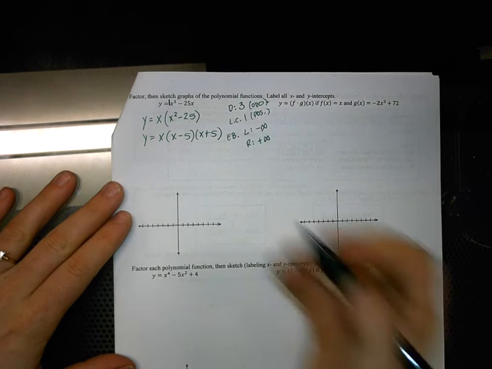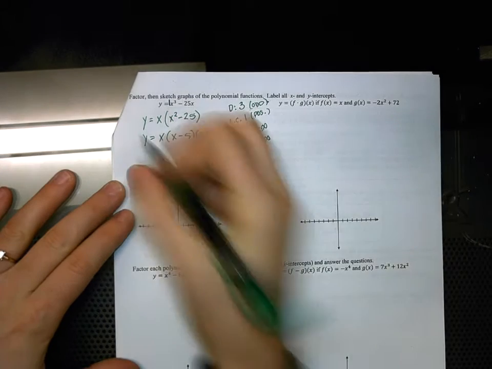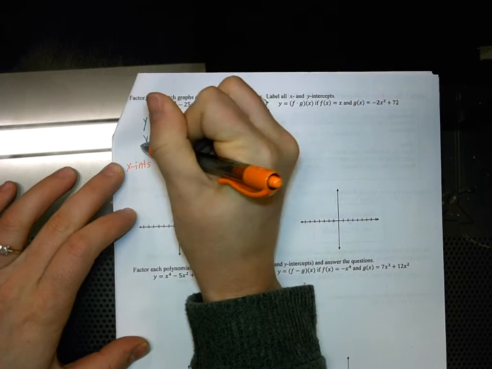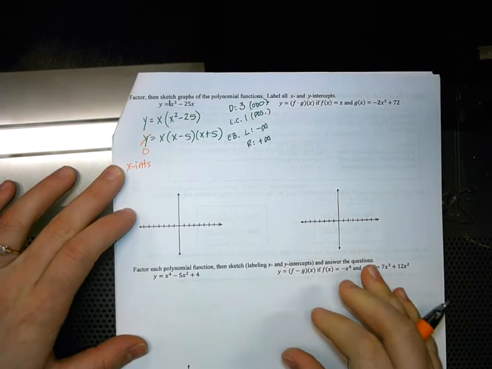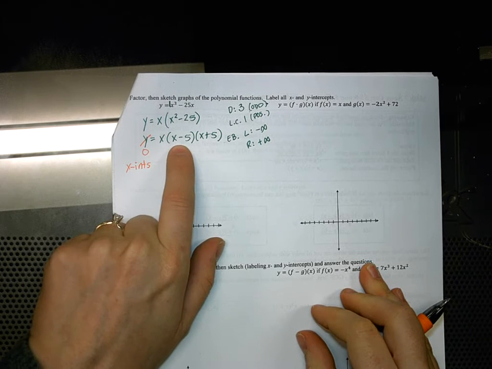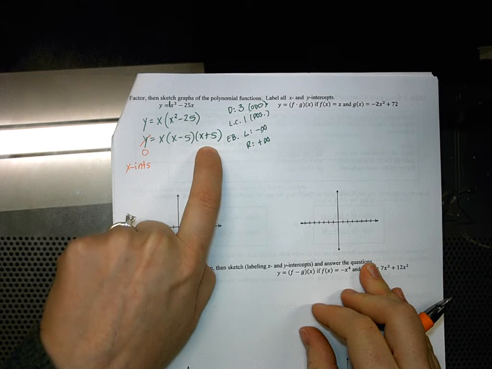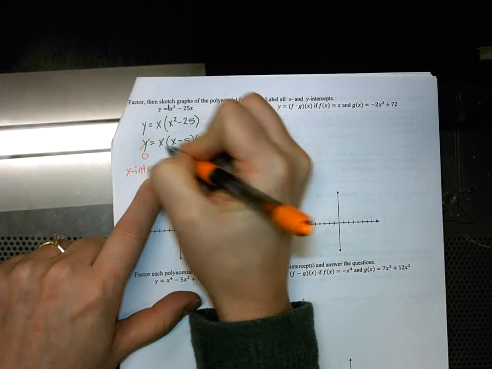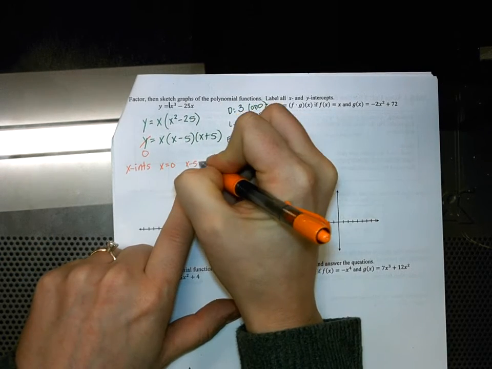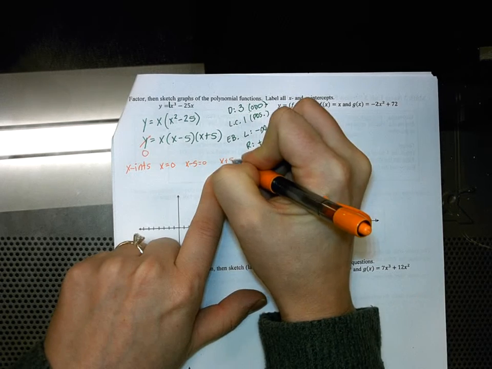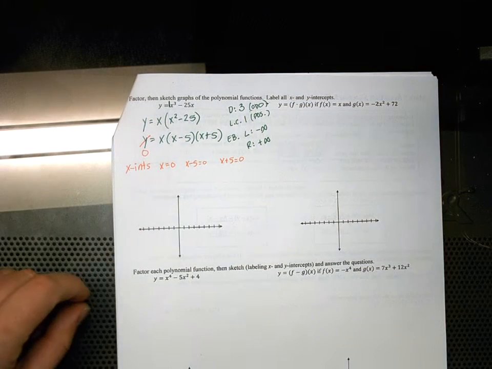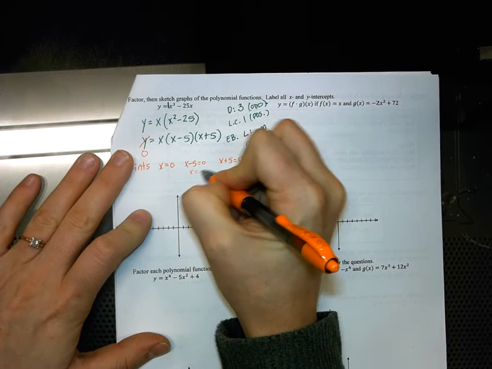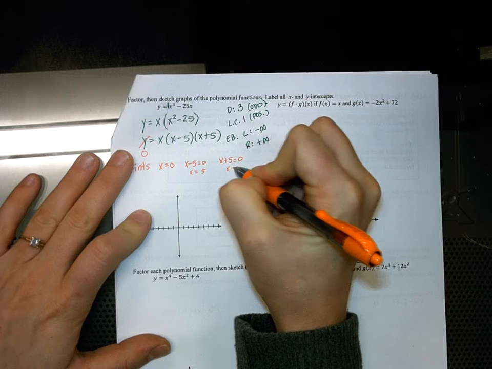All right, after that, I need my x and y intercepts. So for my x-intercepts, I'm going to plug in 0 for y, and then solve for x. If all of these multiplied together equal 0, that means x could equal 0, x minus 5 could equal 0, or x plus 5 could equal 0. Adding the 5 to the other side, I would get a positive 5. Subtracting this 5, I would get a negative 5.